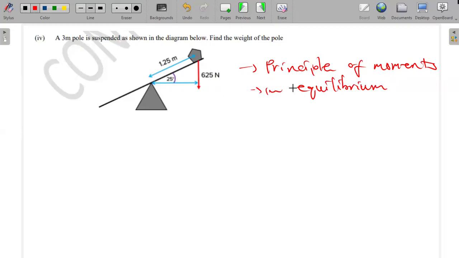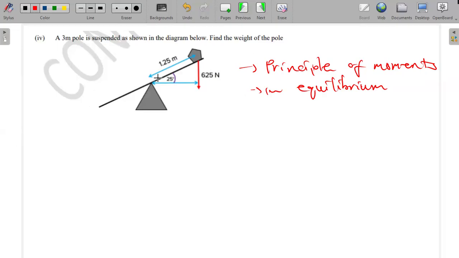So for a system that is in equilibrium like this one, and we're applying the principle of moments, we're going to say the total clockwise moments should be equal to the total anti-clockwise moments. That's the principle that we apply when a system is suspended or in equilibrium. So these are some of the things that we're supposed to take note of before we start solving. They've said we should calculate the weight of this pole.